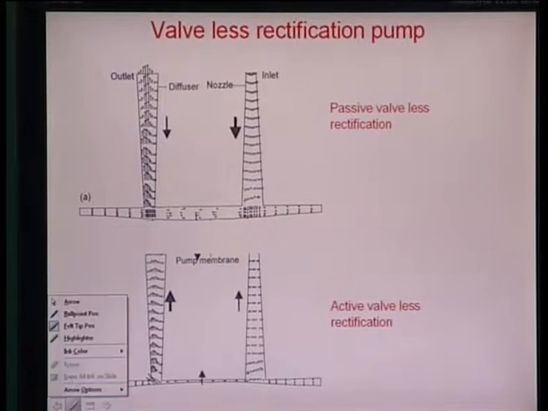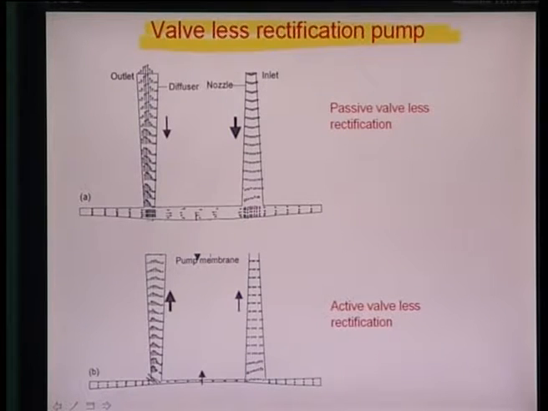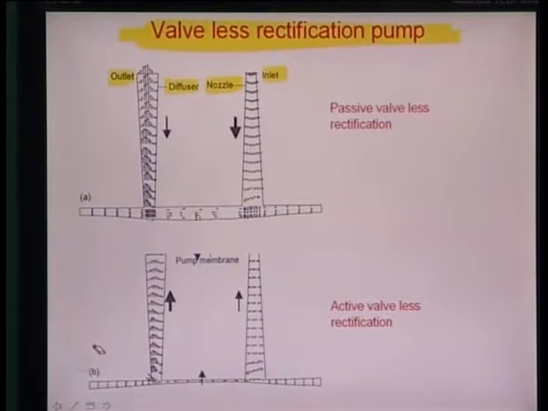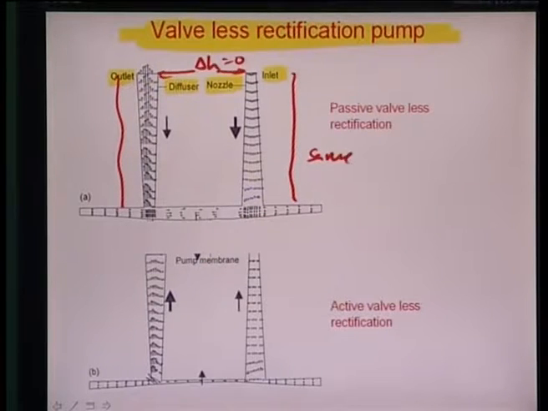This right here is a very good illustration of a valveless rectification micropump. It is all based again on Bernoulli's principle. As you see, this end acts like a diffuser and this end acts as a nozzle. If we assume the overall pressure difference between this side and this side, given by height delta H, is 0, the pressures on both sides are the same.